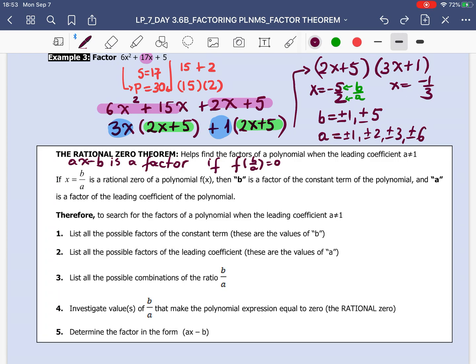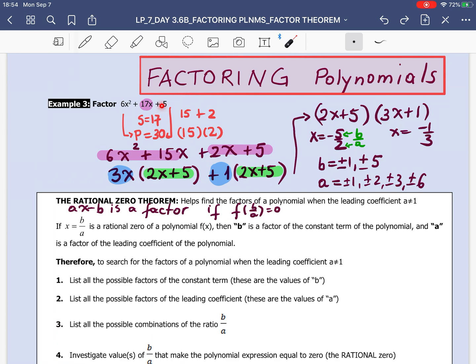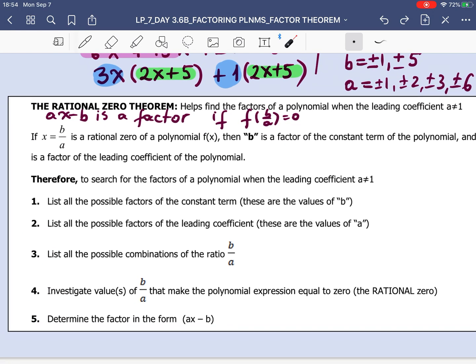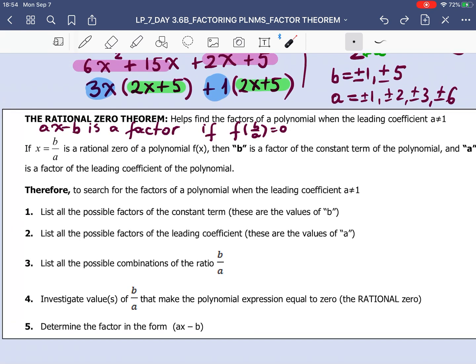And if x = b over a is a rational zero of the polynomial, then b will be a factor of the constant term, and a will be a factor of the leading coefficient of the polynomial. So b will depend on the value of the constant term, and a on the leading coefficient. Therefore, to search for the factors of a polynomial when the leading coefficient is different than 1, we must follow these steps.